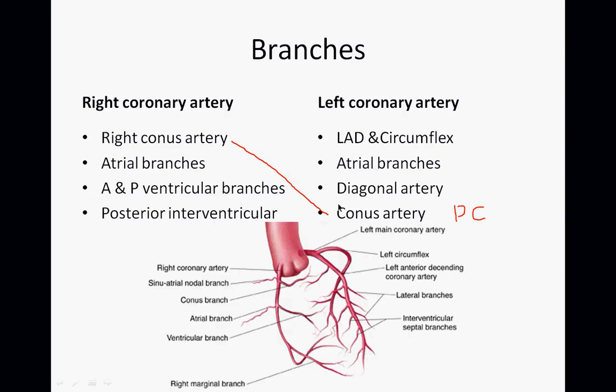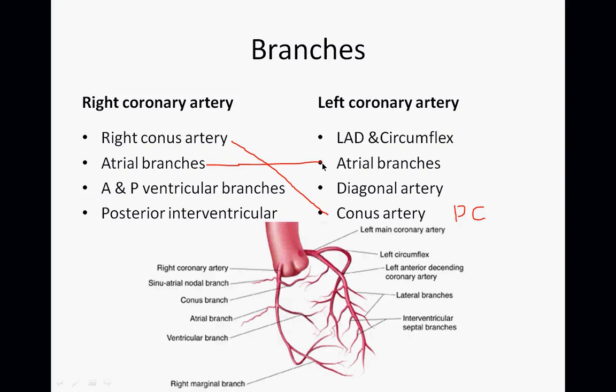Okay, it is situated in the right ventricle because we know that the pulmonary trunk arises from the right ventricle. So that part is supplied by the right conus artery of both the sides. And moving on to the atrial branches, both the right and left coronary arteries give away atrial branches. Okay, they supply the respective atria.